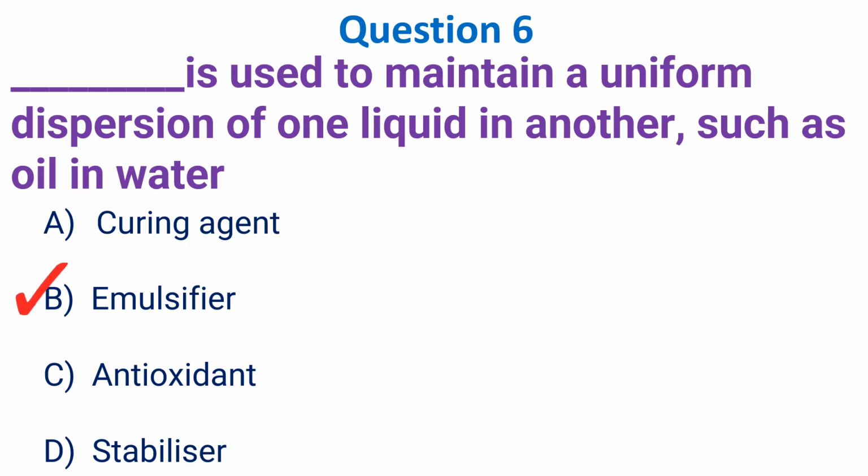These are the substances which help to combine two immiscible liquids. For example, in mayonnaise, egg is added. Egg contains lecithin as an emulsifier, which keeps the oil and water emulsion together.